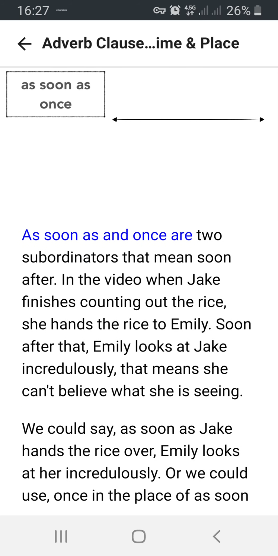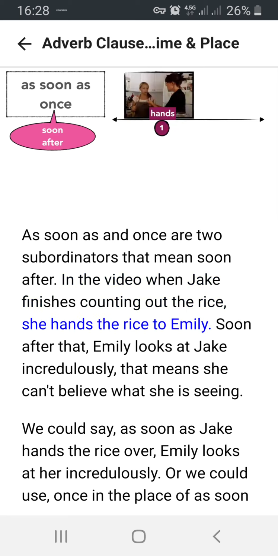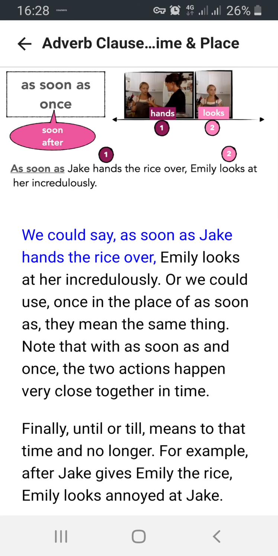As soon as and once are two subordinators that mean soon after. In the video, when Jake finishes counting out the rice, she hands the rice to Emily. Soon after that, Emily looks at Jake incredulously. That means she can't believe what she's seeing. We could say, as soon as Jake hands the rice over, Emily looks at her incredulously.